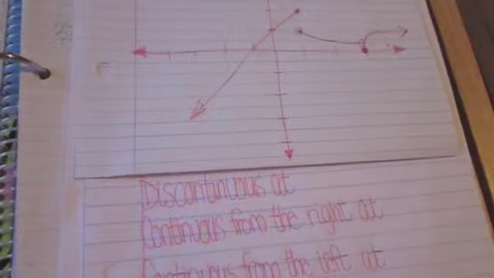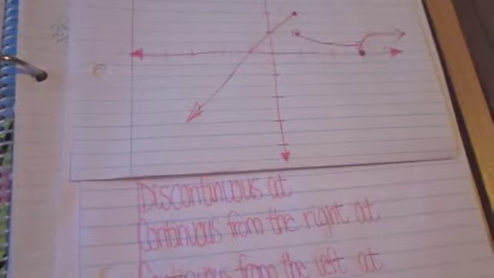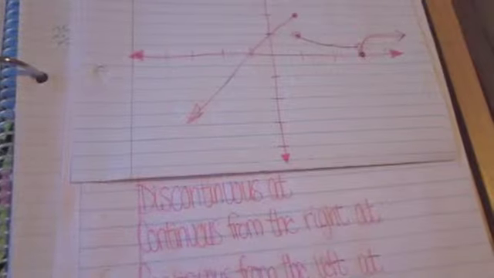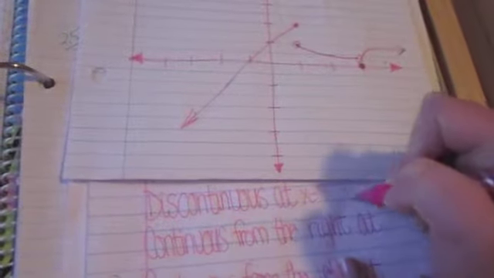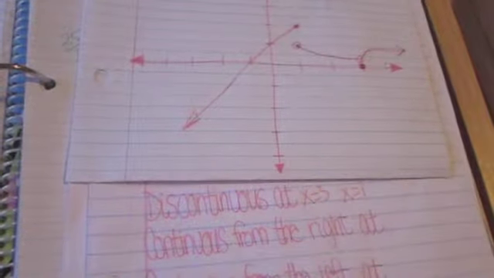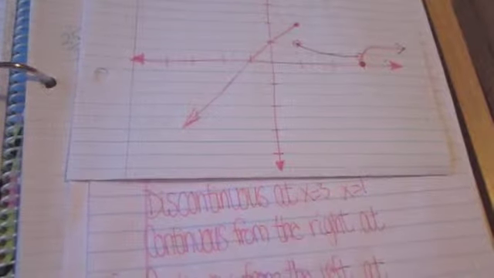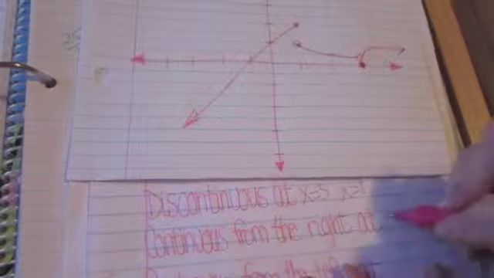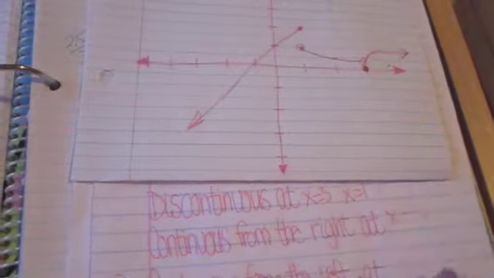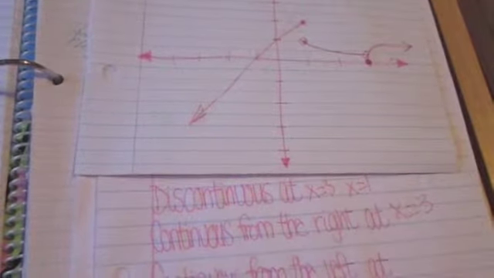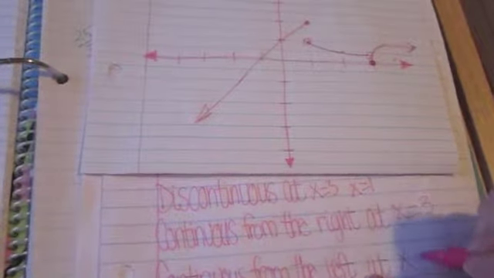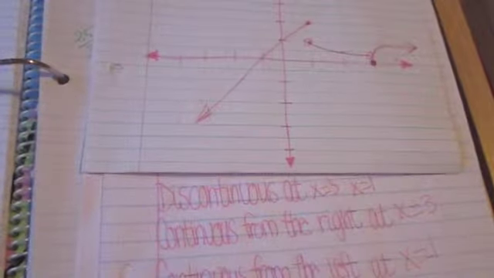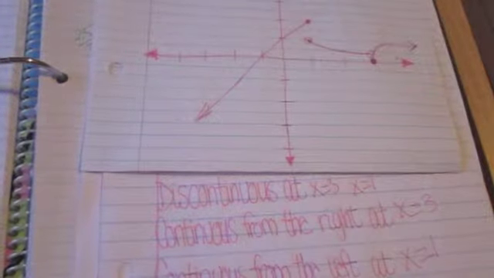Now we need to talk about the continuity and discontinuity of the function. The function is discontinuous at x equals 3 and x equals 1 because there are skips in the graph at these values. The function is continuous from the right at x equals 3 because there is a closed circle when approaching the value from the right. The function is continuous from the left at x equals 1 because there is a closed circle when approaching the value from the left. These are your final answers.